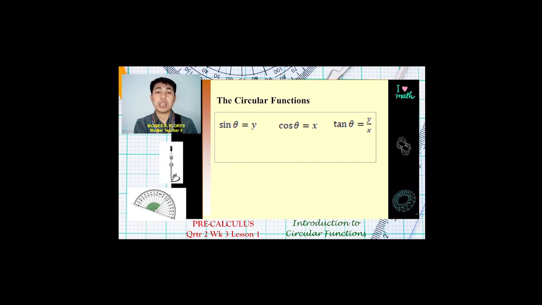And with respect to the secondary trigonometric functions, it's just the reciprocal of the first ones. The reciprocal of sine is simply cosecant, which is 1 over y. Then for cosine, we have secant, which is the reciprocal, 1 over x. And of course, for tangent, the reciprocal of this is cotangent, which is x over y.